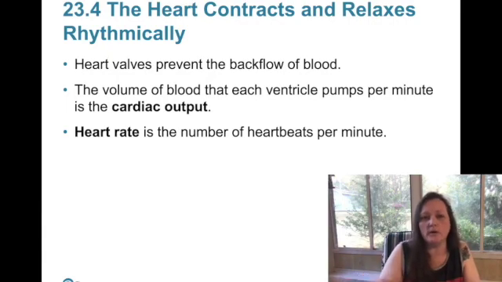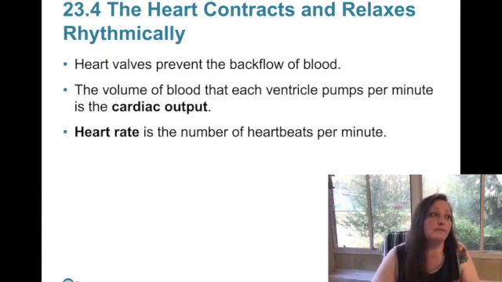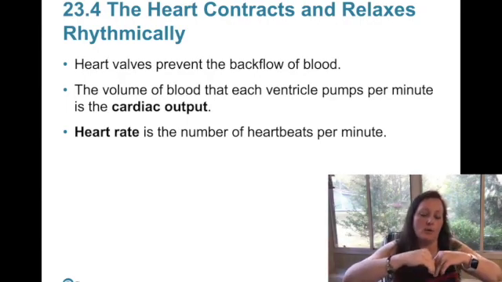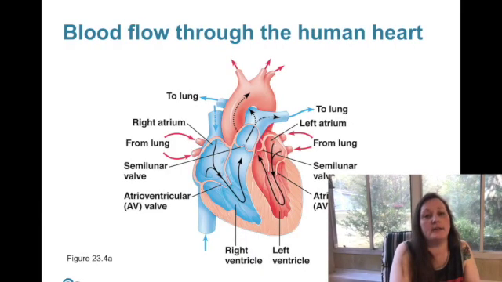It has to be forward. This is one of the things the doctor is listening for when they're listening to your heart. It's actually called lub-dub. I think that's interesting, and I think we get to it here. And when there is a heart murmur, it means that one of those valves is a little bit leaky, because that's what they're hearing. The volume of blood that each ventricle pumps per minute is the cardiac output. Heart rate is the number of heartbeats per minute. I think we already knew that.